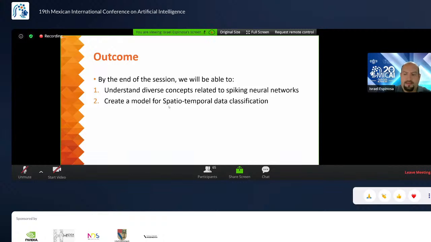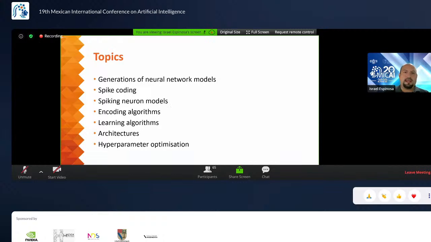Okay, so in this tutorial I will present these topics. The first one is the generation of neural network models. I will show you the difference between the first, second, and third generation of neural networks. The second topic is spike coding. This is an important topic because it's one of the features that we can use to extract some information from a spiking neural network.